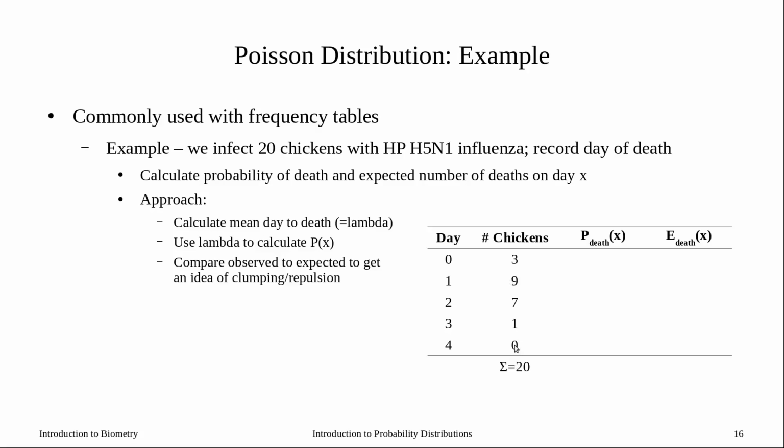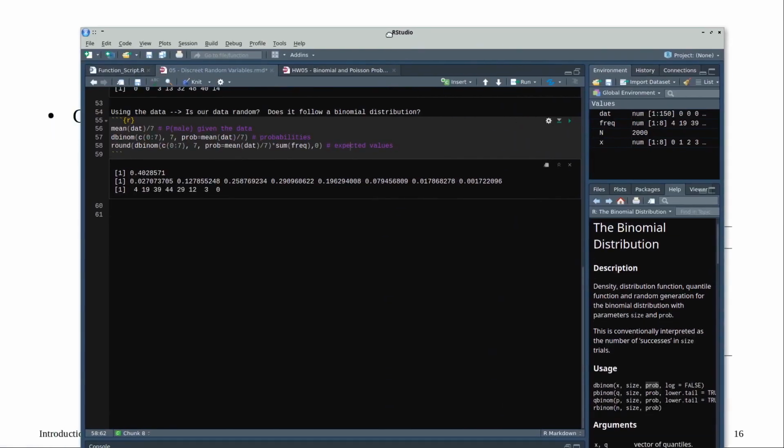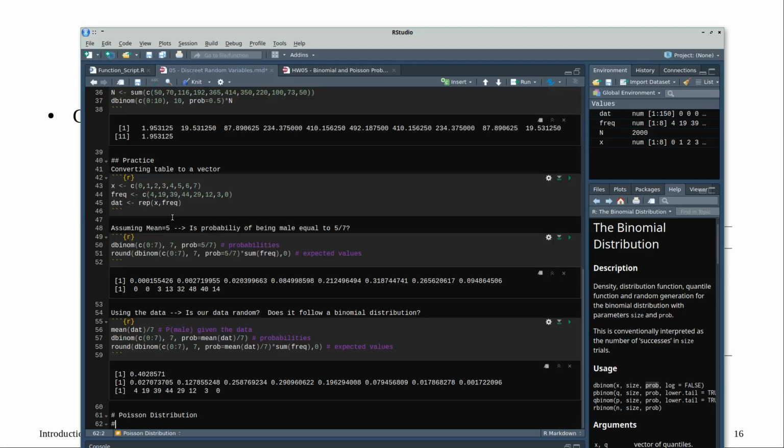So we had a total of 20 chickens. We could ask 2 questions. First question would be, are these data random? So in order to calculate this, we would have to first calculate our average day of death, and then calculate probabilities and expected values. So can we do this in R? Of course. So we are now on the Poisson distribution, and we are going to do the example.